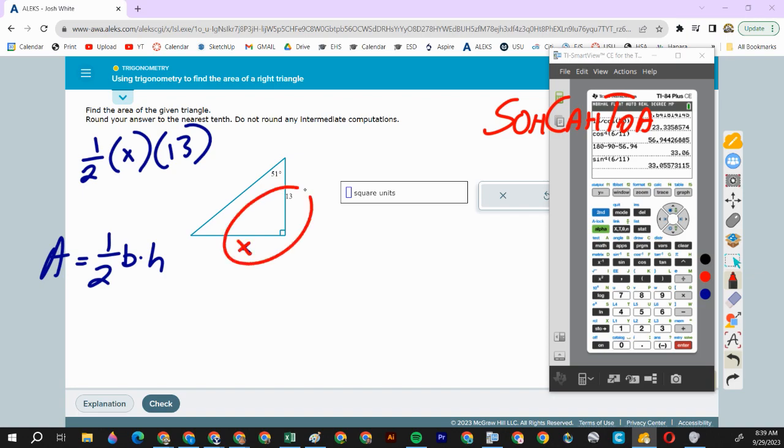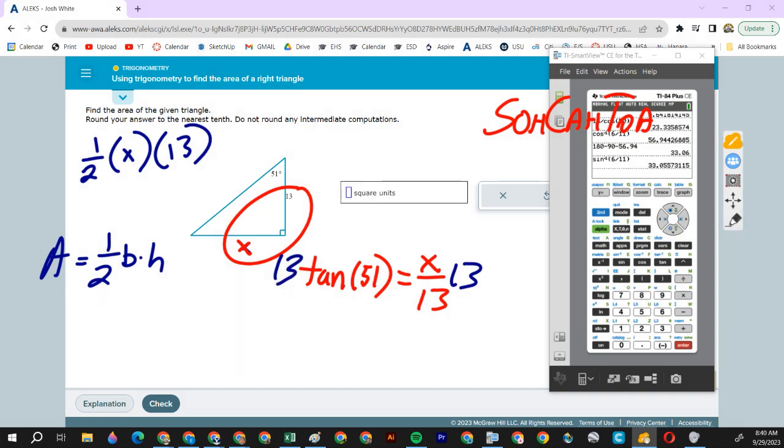Which trig ratio is going to use those? Not sine. What is the x side? It is tangent. So x is the opposite and 13 is the adjacent. So the tangent of 51 is x over 13. Is that a multiply or a switch? Multiply. So 13 tangent of 51 gives me 16.05.